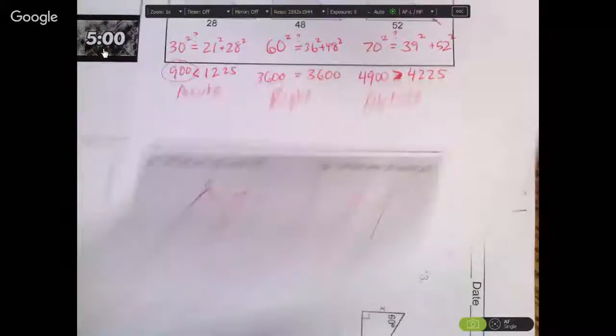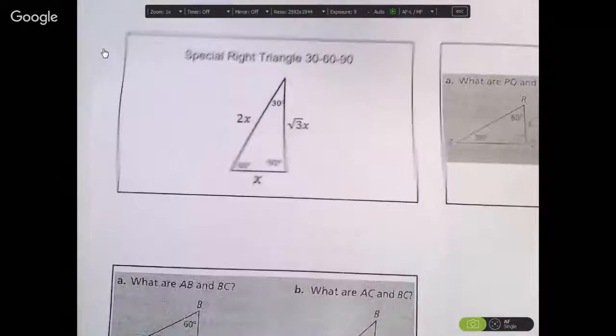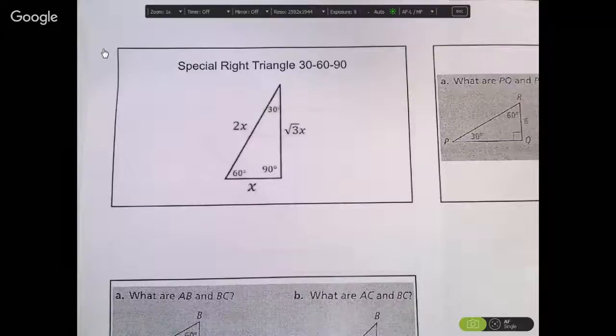Formulas, and all that. So second tattoo, and of course I'm joking about getting tattoos, but my point is that these are important. You have to know this. Across from the 30-degree angle is the special number. Across from the 90 is 2 times the special number. Across from the 60 is the special number with a square root of 3.